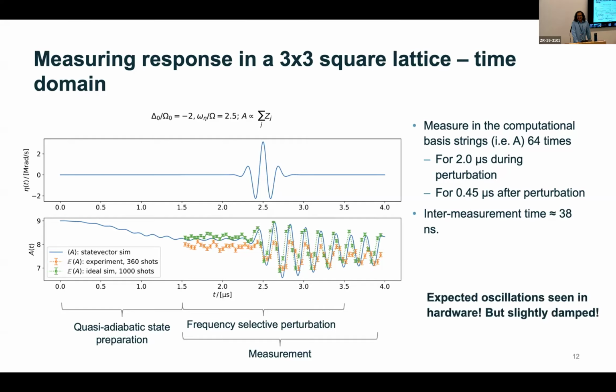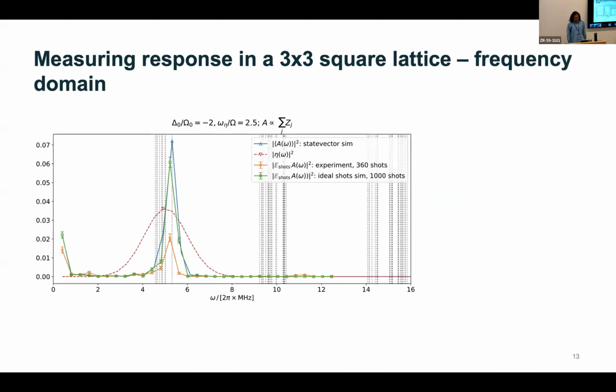Great. So this works. And the thing that I want to emphasize is that the oscillations that we expect in our theory are also seen in the hardware, even though they are damped, but we see that. And we can be quantitative about this by just looking at the Fourier transform. So here I have the same thing, just now Fourier transform. So here the dotted line is eta, the perturbing function in the frequency domain. I have a large Gaussian here.